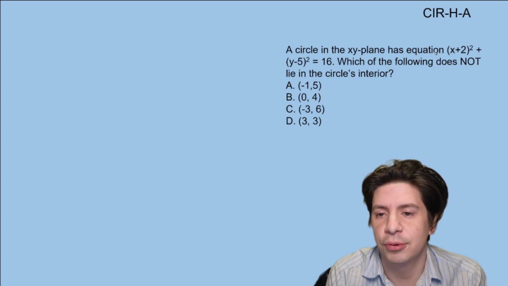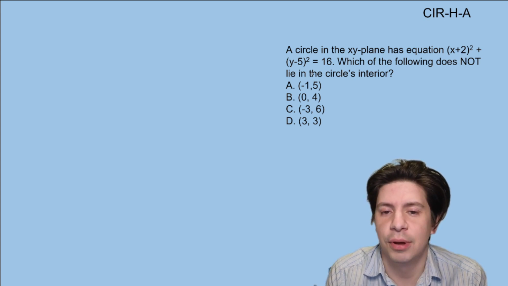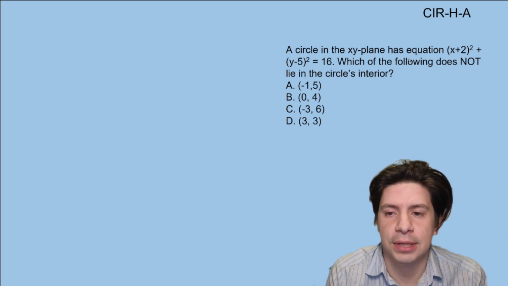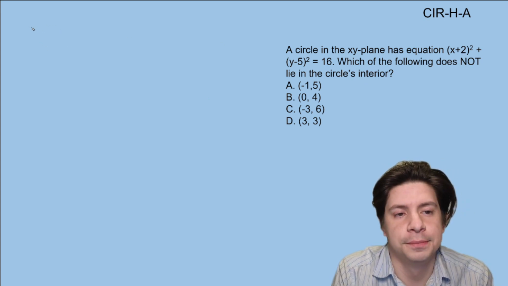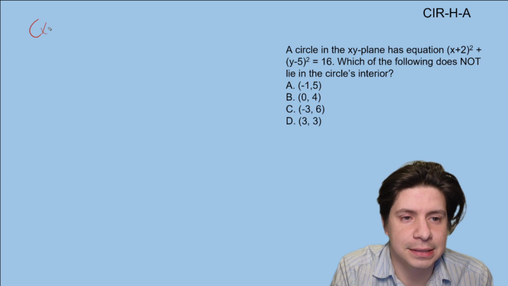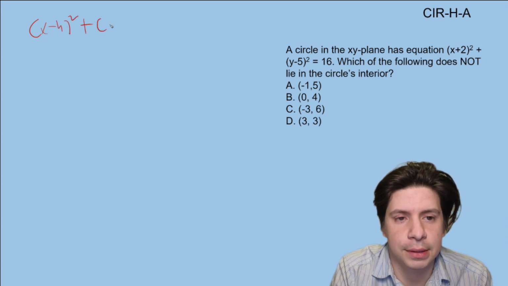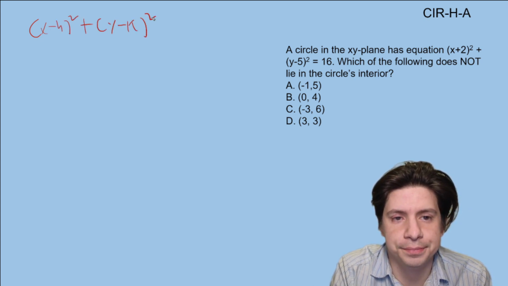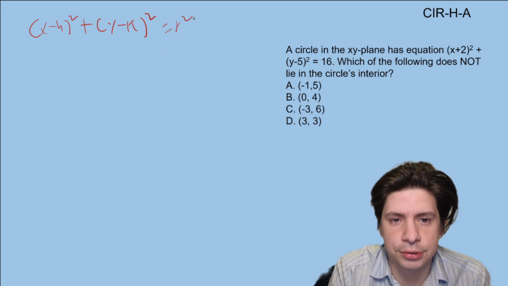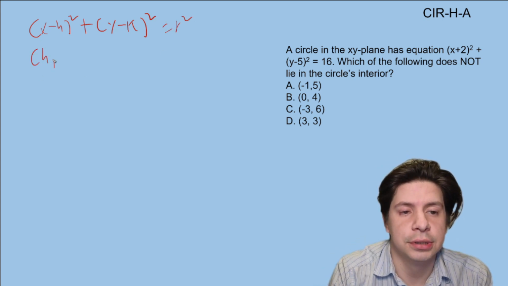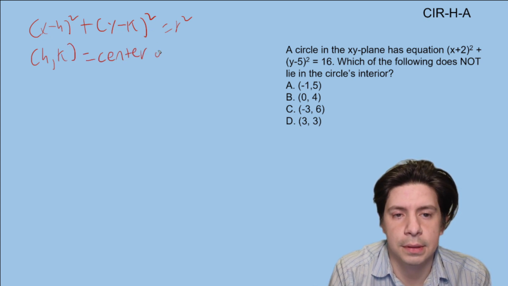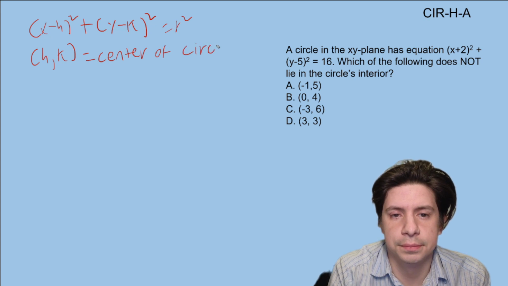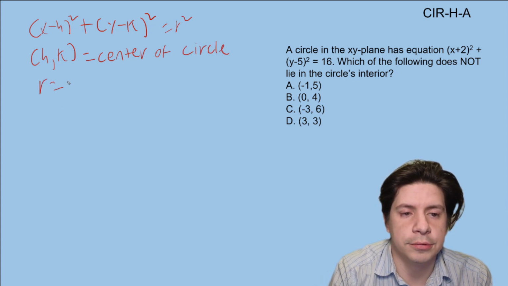A circle in the xy plane has equation (x + 2) squared plus (y - 5) squared equals 16. Which of the following does not lie in the circle's interior? Okay, so it almost seems like gibberish if you don't know the formula for a circle in the coordinate plane. The standard form is (x - h) squared plus (y - k) squared equals r squared, where (h, k) is the center of the circle and r equals the radius.